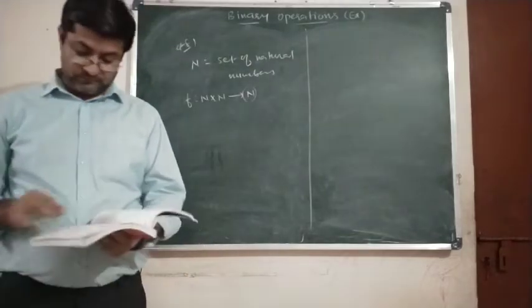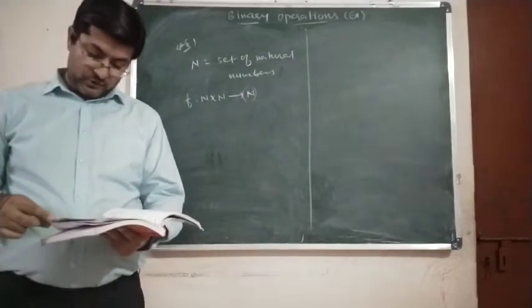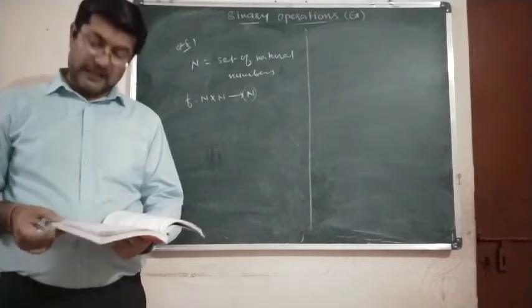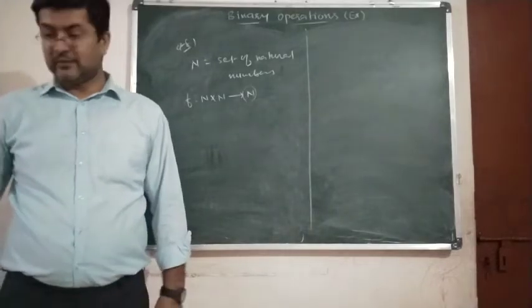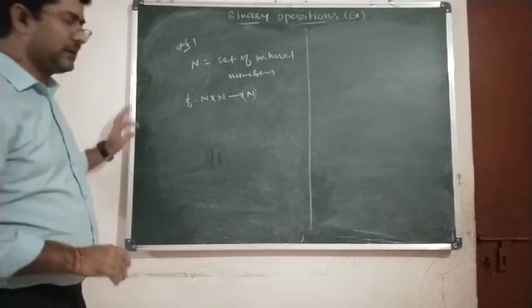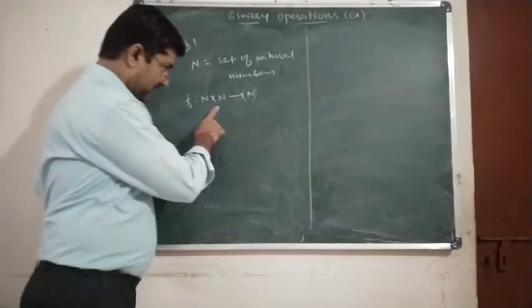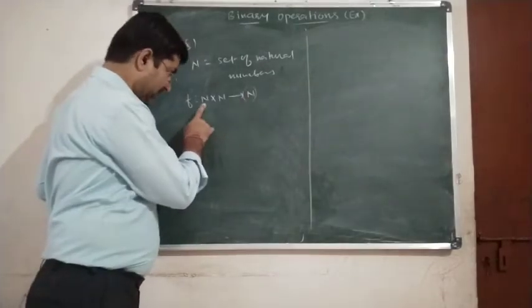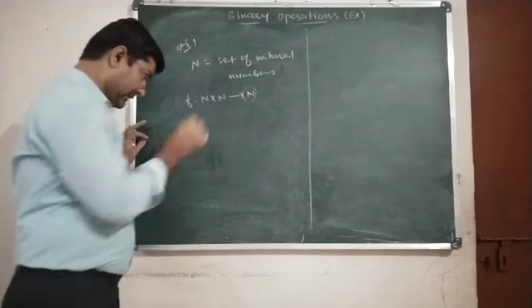But in this question they have given that identity element exists, but identity element does not exist for the set of natural numbers when the binary operation is defined on N. How?